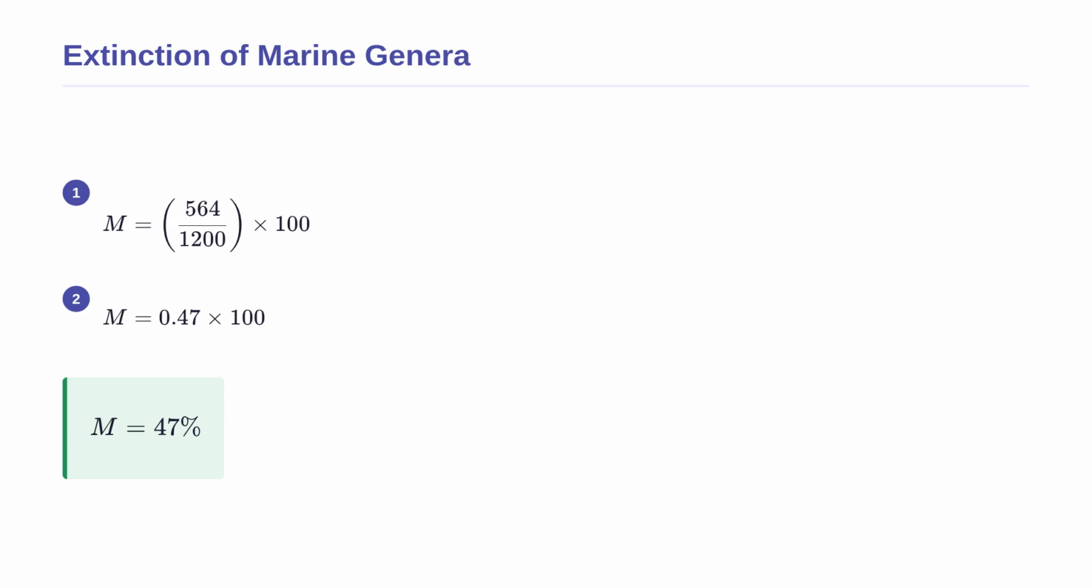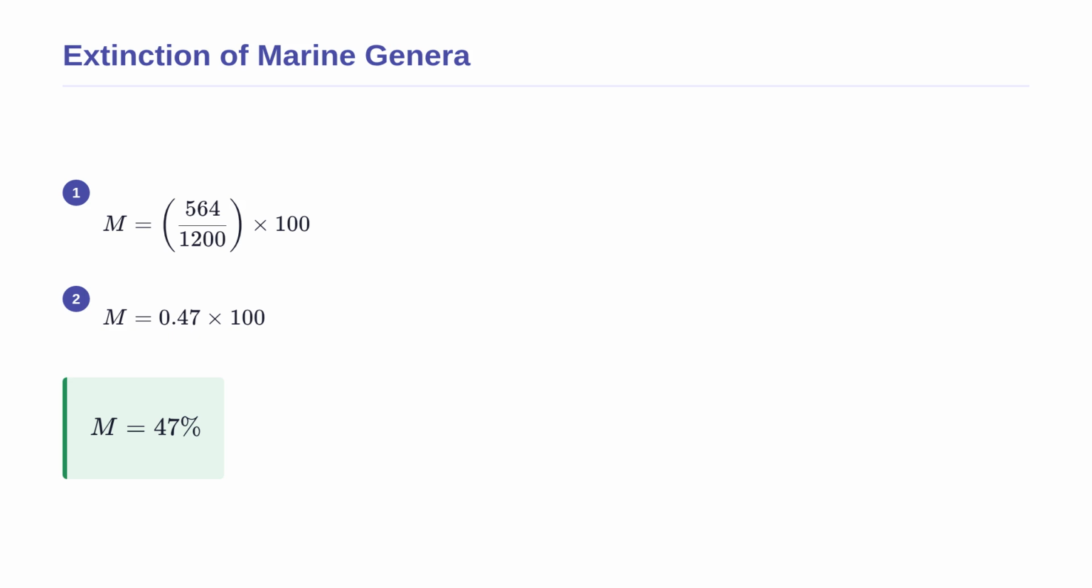Let us apply this formula to a real-world scenario from the fossil record. Paleontologists studying a specific marine ecosystem found that out of a total of 1,200 marine genera present in the late Cretaceous, exactly 564 genera disappeared in the early Paleogene. We need to calculate the extinction magnitude.